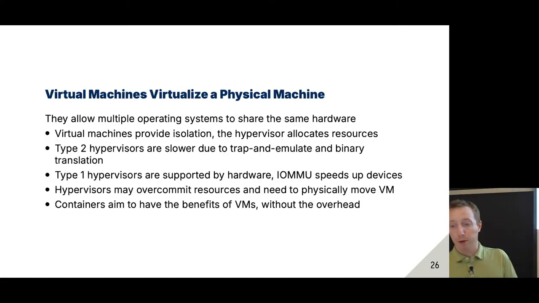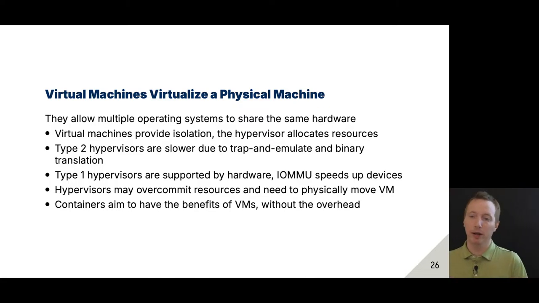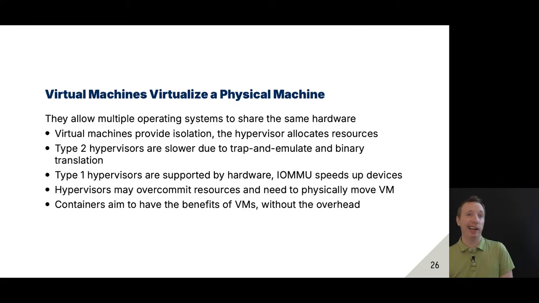So, virtual machines virtualize a physical machine, allow multiple operating systems to share the same hardware, and provide isolation. The hypervisor, which is the thing controlling the hardware, can allocate resources to each individual virtual machine. A Type 2 hypervisor is implemented in user mode. It's slower, it has to do trap and emulate and binary translation. Type 1 is fast, supported by hardware, ring negative 1. Hypervisors might overcommit on resources, and physically moving a virtual machine is possible, it's just a bit difficult. And containers aim to have the benefits of virtual machines without the overhead, aka they share the same kernel.